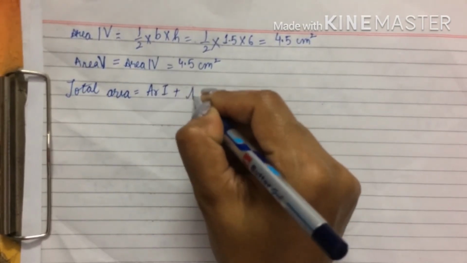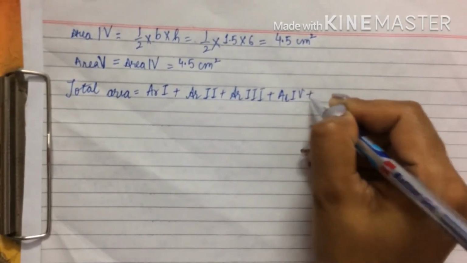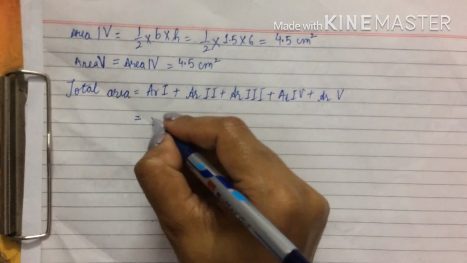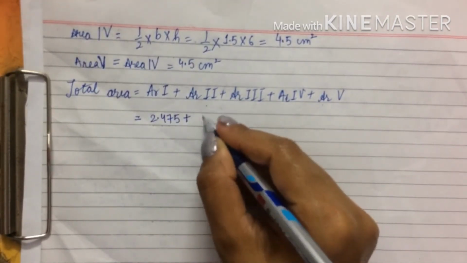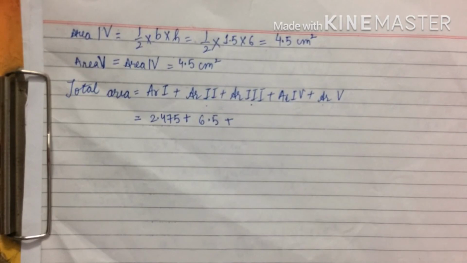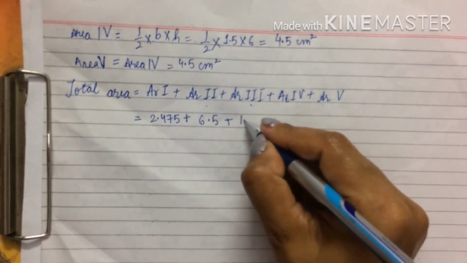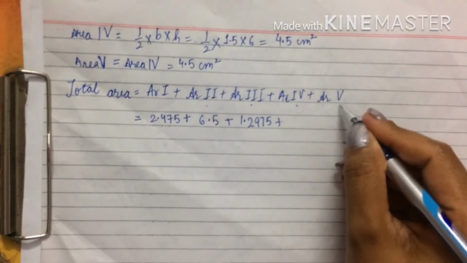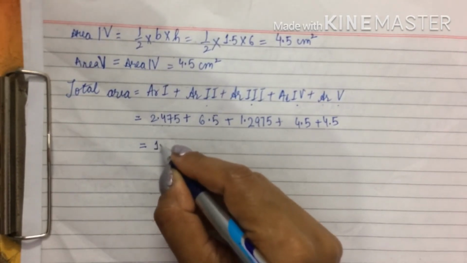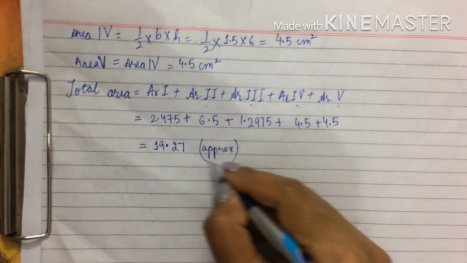And then finally you can find out the total area. Area first plus area second plus area number 3 plus area number 4 and area number 5. The area number 1 is approximately 2.475. Area number 2, which was a rectangle, 6.5. Area number 3, which is a trapezium, its area comes out to be approximately 1.2975, and area 4 and area 5 are 4.5 and 4.5. So the answer for this will be 19.27 approximately, and the units are centimeter square.